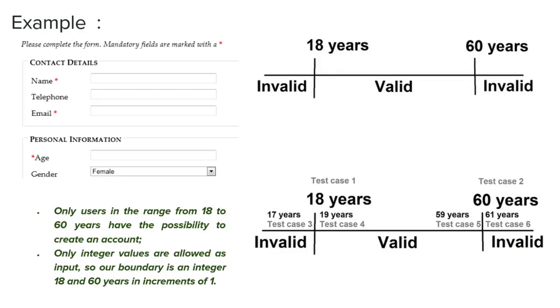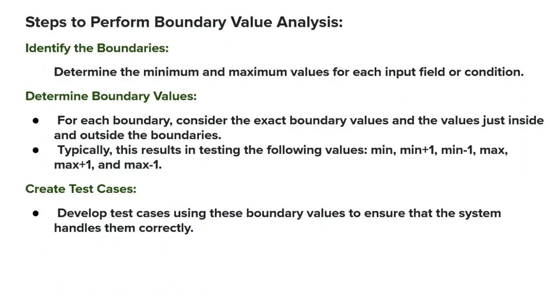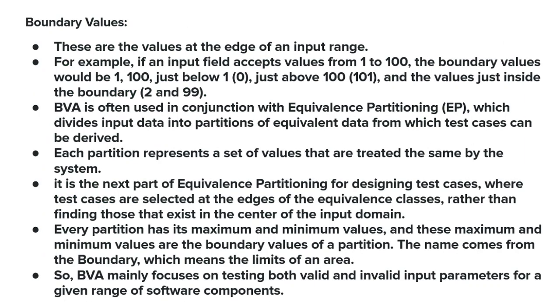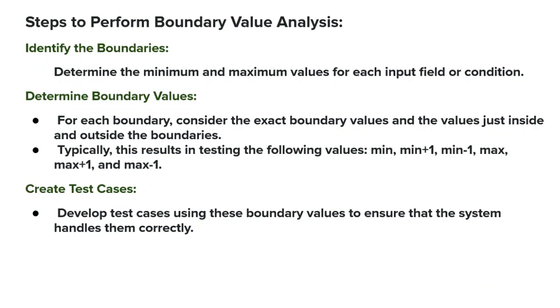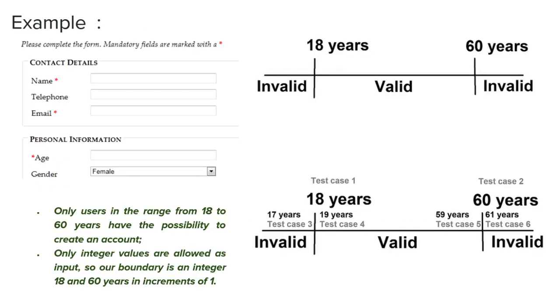It is also one of the test case design techniques. It is used in conjunction with equivalence class partitioning. So after partitioning the class, we can find the boundaries. So we have to identify the boundaries, and after identifying the boundaries, we have to determine the boundary values. So the values which are present at the exact boundary, just inside the boundary, and just outside the boundary. So these 6 values we have to consider for boundary value analysis, and we have to test the system with those 6 values, and that will cover the entire range, valid as well as invalid input range.